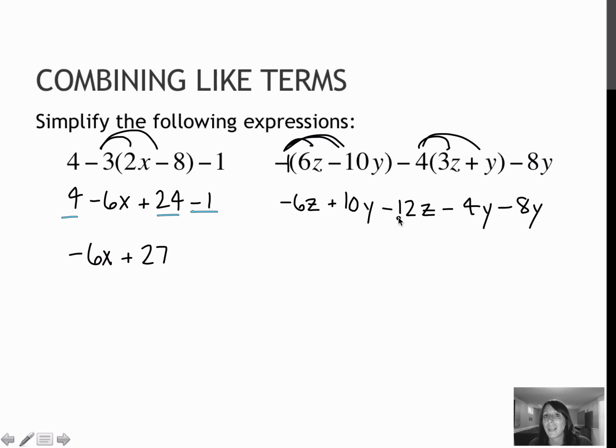And remember, we're going to write these in standard form, so I'm going to start with my y's. I've got a 10y and a -4y, which combines to +6y, and then -8y gives me a -2y. And then my other two are both z values. Negative 6 and negative 12 combine to negative 18z.